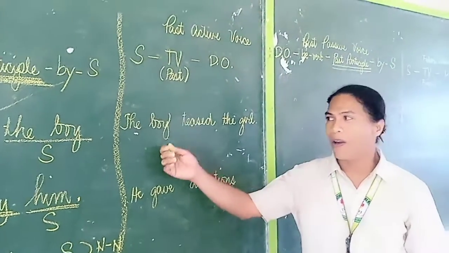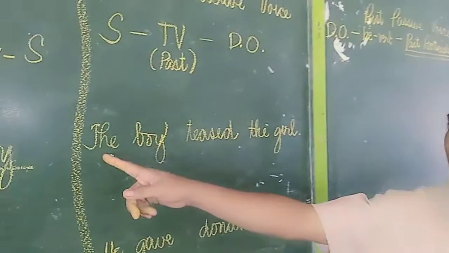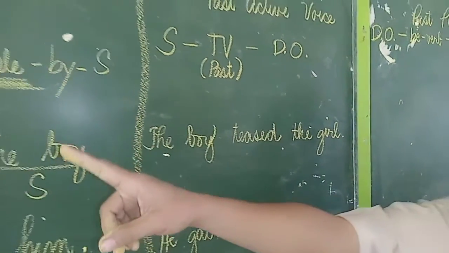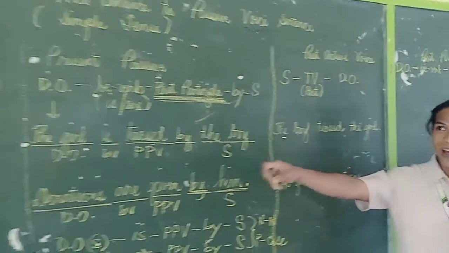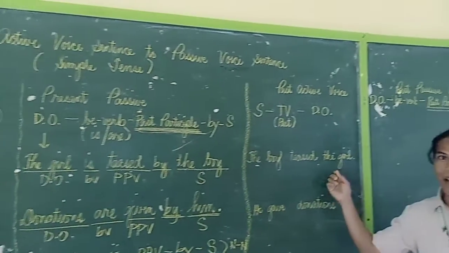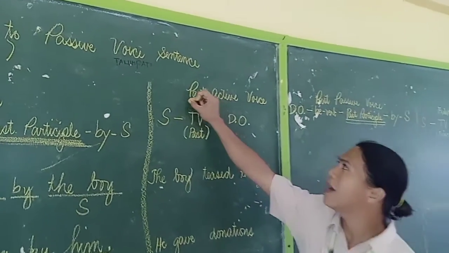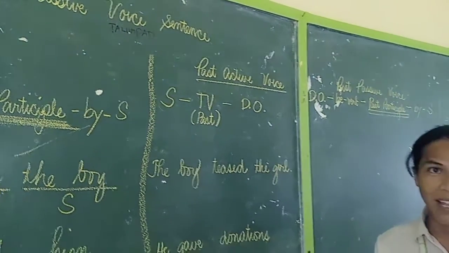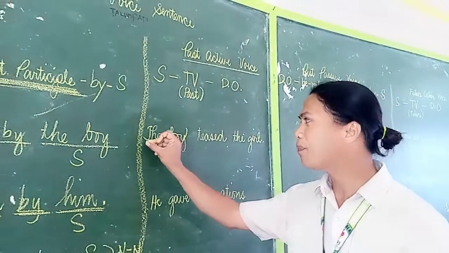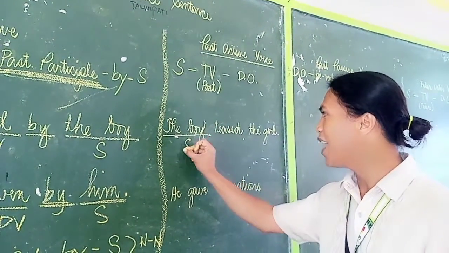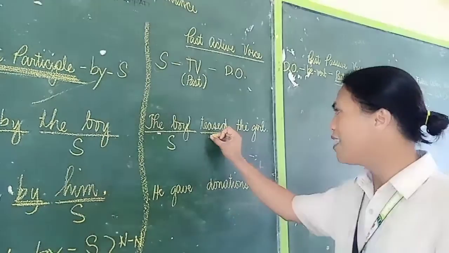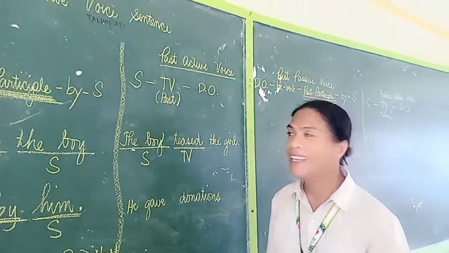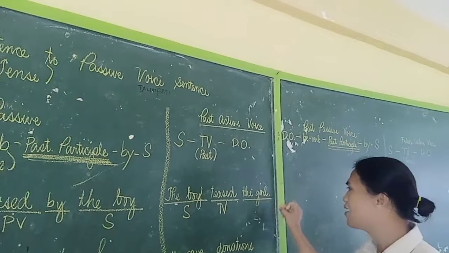Okay. Look at this sentence. The boy teased the girl. The sentence is the same here, no? But only the tense changed. Since we are talking about past active voice, the verb must be in the past tense. Okay, let us label. The boy is our subject. Our verb is tease, which is a transitive verb in the past tense. And then we have the direct object.